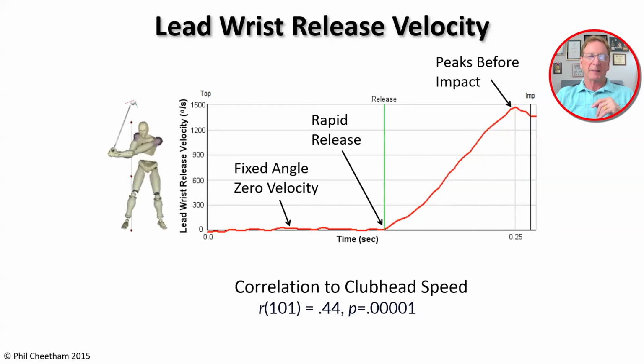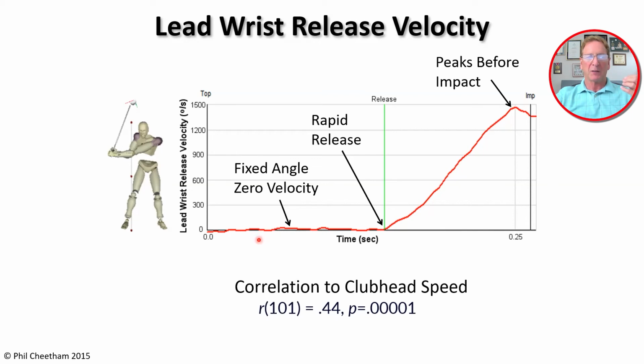One other factor, it's not directly kinematic sequence, but it is related to the kinematic sequence, is the lead wrist release velocity. That's effectively how fast the angle between the shaft and your lead forearm opens on release, and it is correlated to club head speed. Makes sense, at least to me. If you think about it, the faster that club is releasing, the faster you're going to impart speed to the shaft itself.